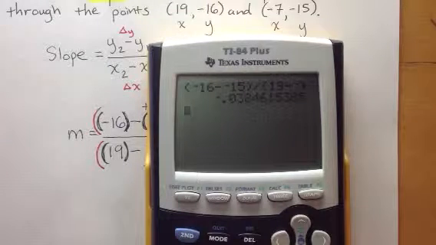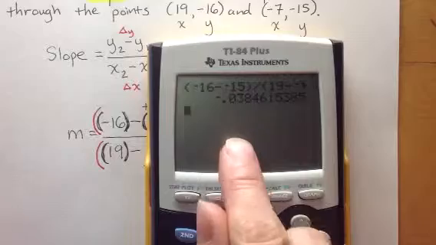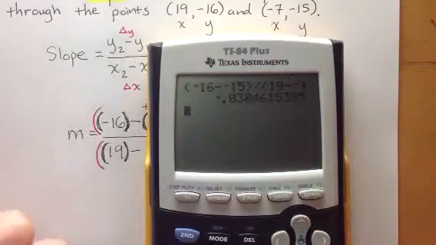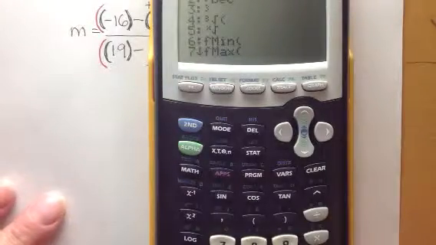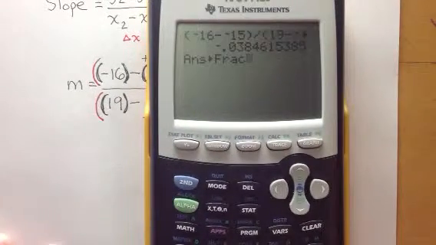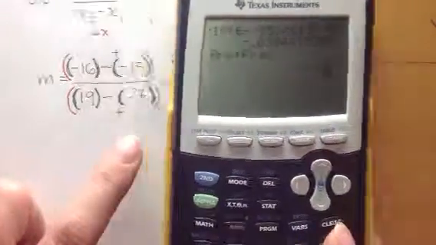When I enter it, I get a decimal. So I go on my calculator to math. Number 1 is fraction. Enter. Okay, negative 1 over 26. That's what I got here.